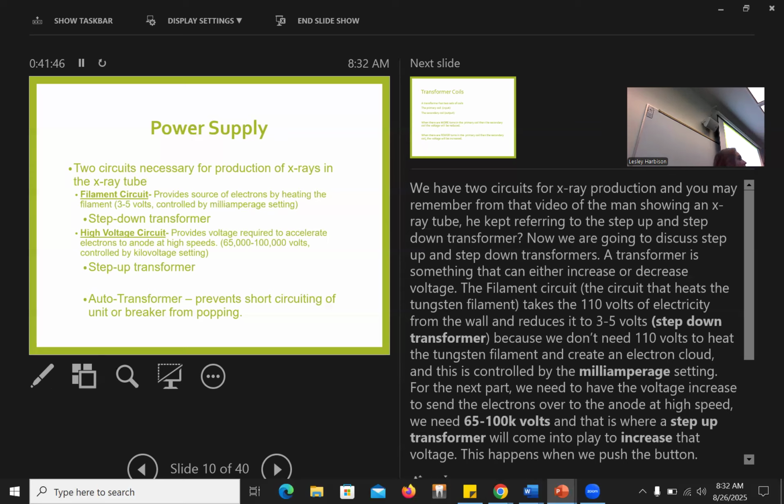But one thing we know about it is that 110 volts are coming out of the wall, but this filament circuit, in order to heat up and make electrons, does not need 110 volts. That's way too many. All it needs is 3 to 5 volts. So in order for it to go from 110 to 3 to 5, which is significantly less, we need something called a step-down transformer.